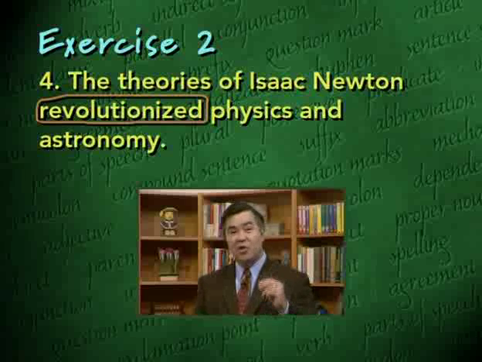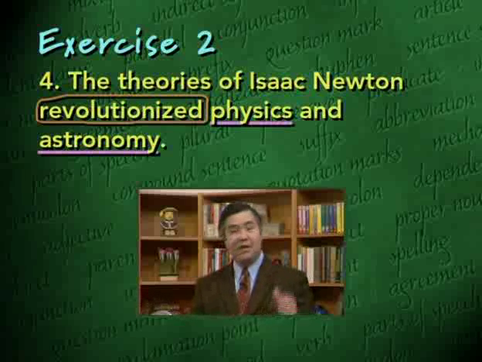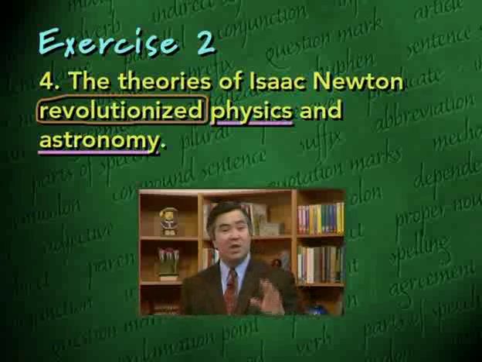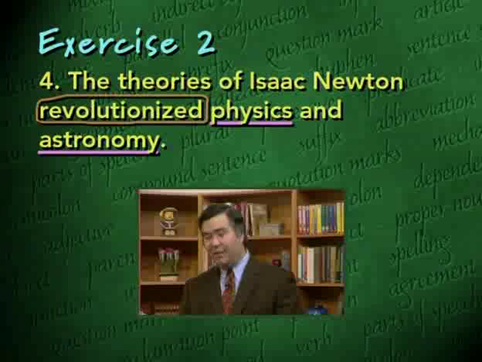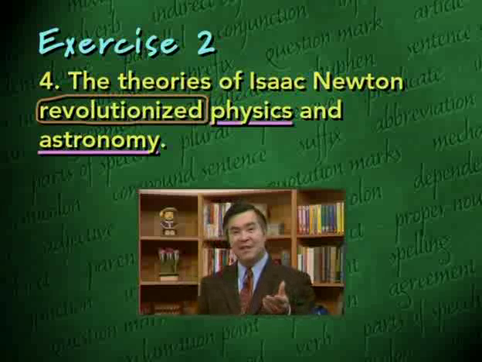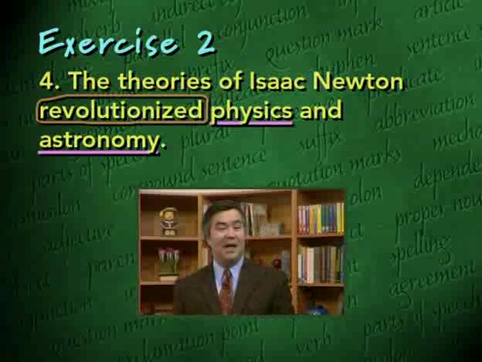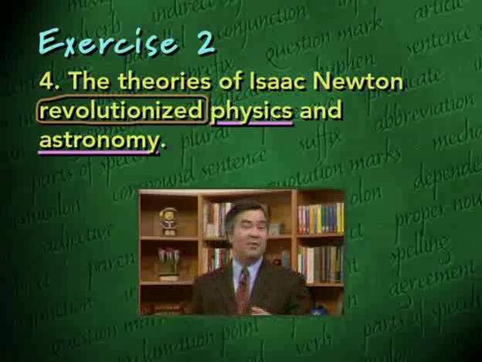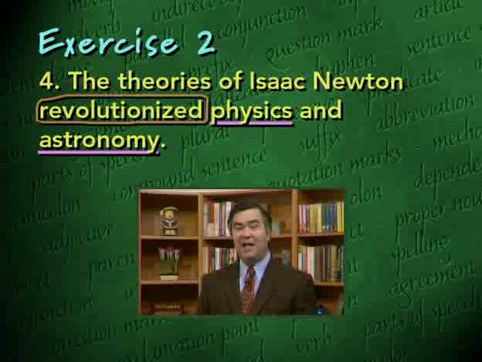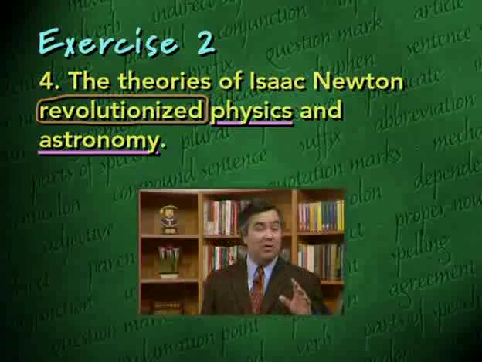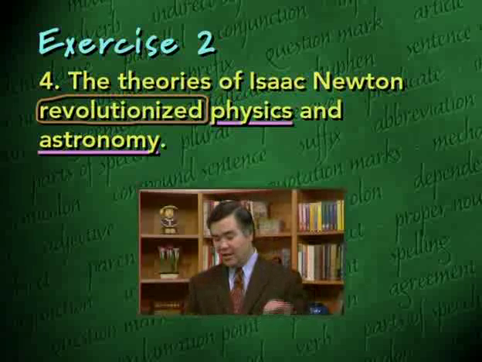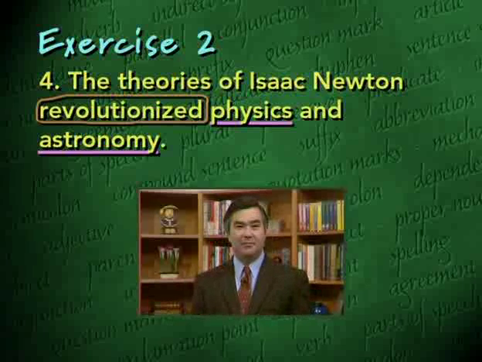Well, in this case, there are 2 things that were revolutionized, physics and astronomy. So both of those words are part of the direct object of the verb revolutionized. So we have, in this sentence, a compound direct object. Remember, a direct object can include 2 or more things, joined usually by a coordinating conjunction, like and. So in this sentence, there are 2 direct objects joined by the word and, physics and astronomy.